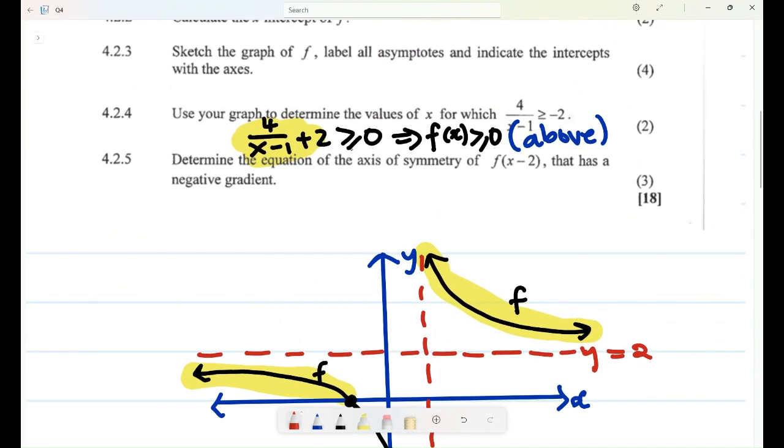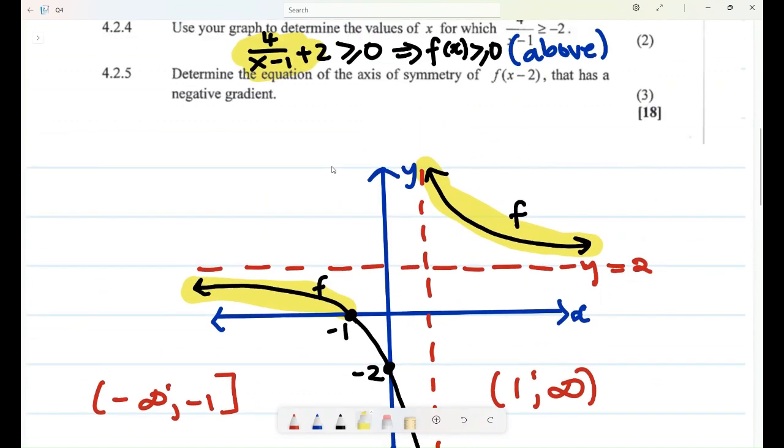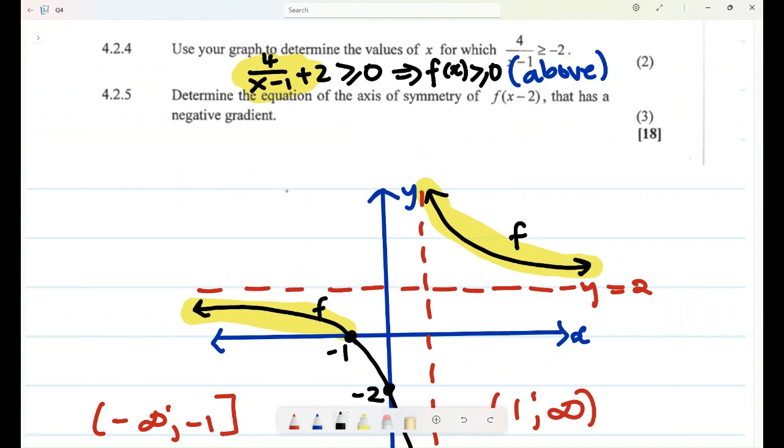Why? Because I'm told that I should include where it is equal to 0, and at this point -1 it is equal to 0. The other part is from 1 to infinity. The question is, as much as the examiner said I should include it, here I included -1, so why am I not including 1? It is because 1 is our asymptote, and I cannot include the asymptote because our graph does not touch it.